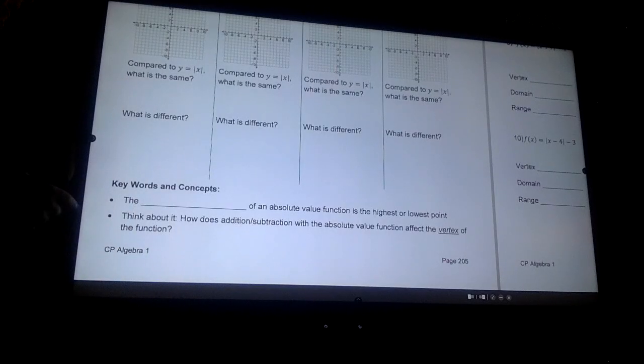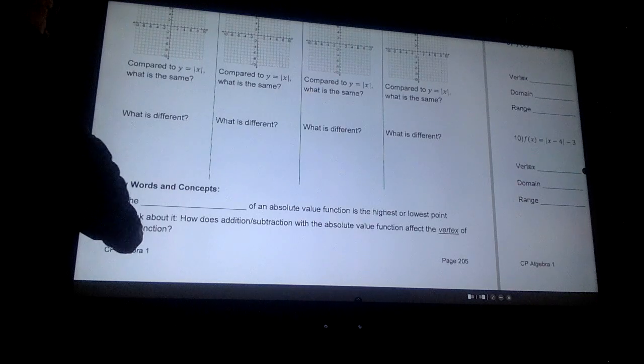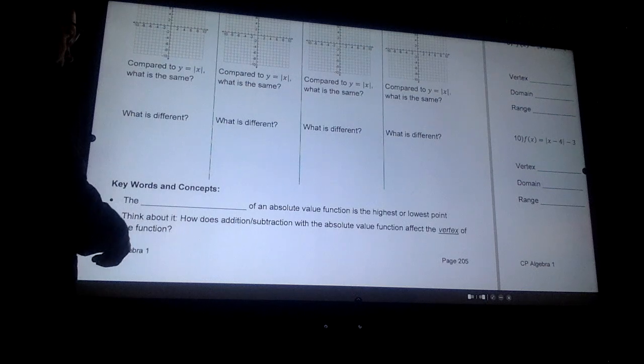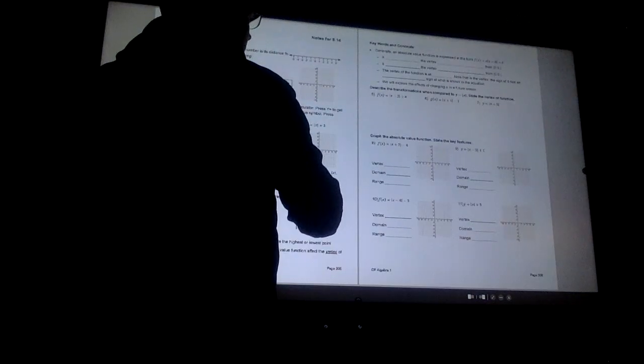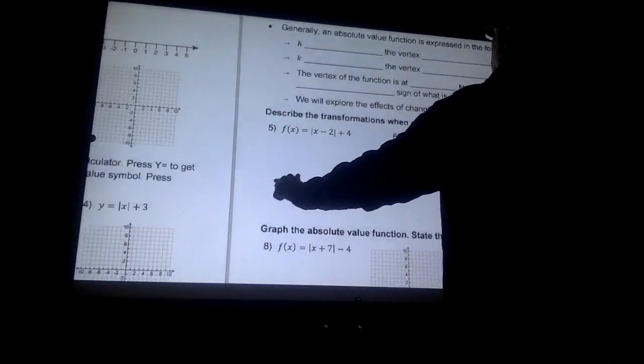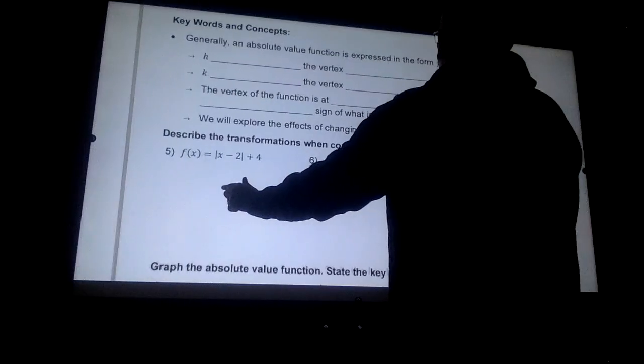The blank of an absolute value function is the highest or lowest point. We could call it the vertex. I don't know if that's necessarily important for us to know. All right, so we're going to talk about the vertex here.